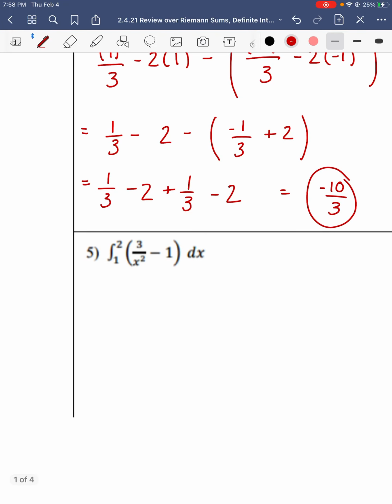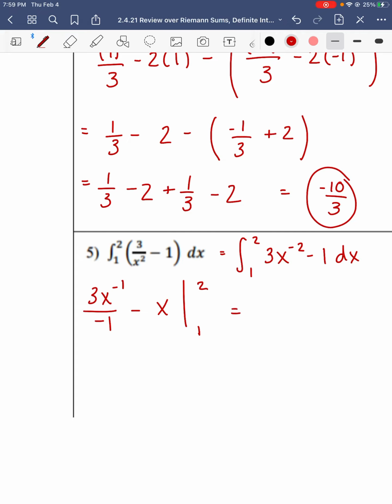Alright, 5. So for this one, I'm going to rewrite it as the integral from 1 to 2 of 3x to the negative 2 minus 1 dx. So when I take the antiderivative, you get 3x to the negative 1 divided by negative 1 minus x evaluated from 1 to 2.